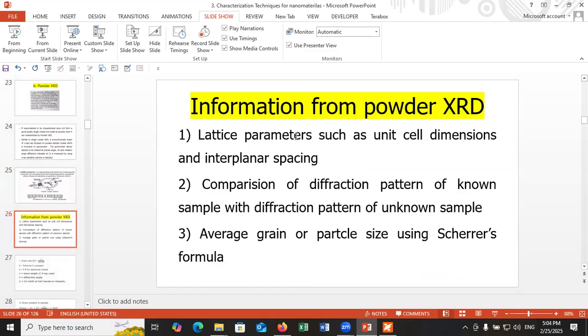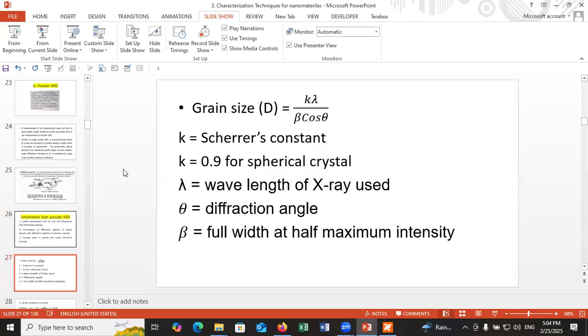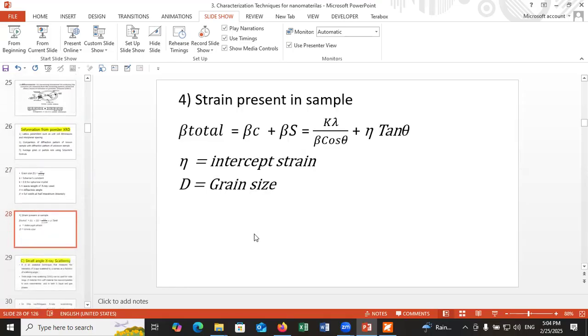Information from powder XRD: lattice parameters such as unit cell dimension and interplanar spacing; comparison of the diffraction pattern of a known sample with the diffraction pattern of an unknown sample; average grain or particle size using Scherrer's formula, grain size D equals k lambda over beta cos theta, where k means Scherrer's constant, k is 0.9 for spherical crystals, lambda is the wavelength of X-ray used, theta is the diffraction angle, and beta is the full width at half maximum intensity.